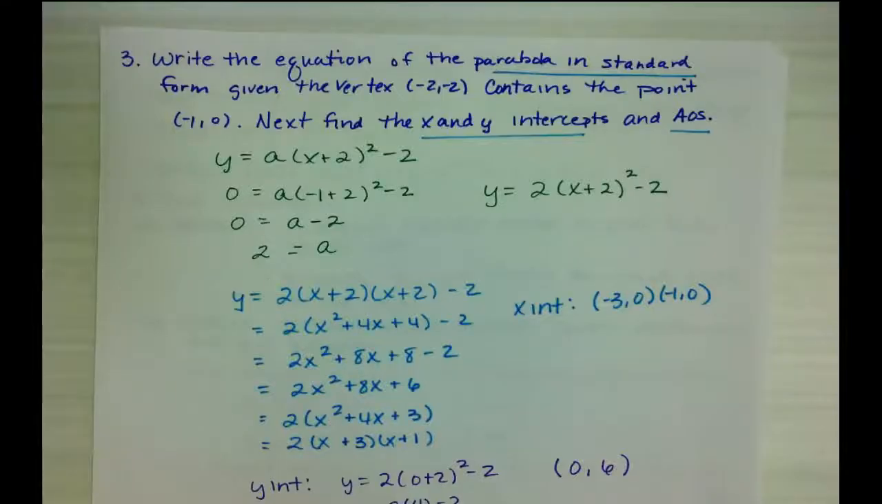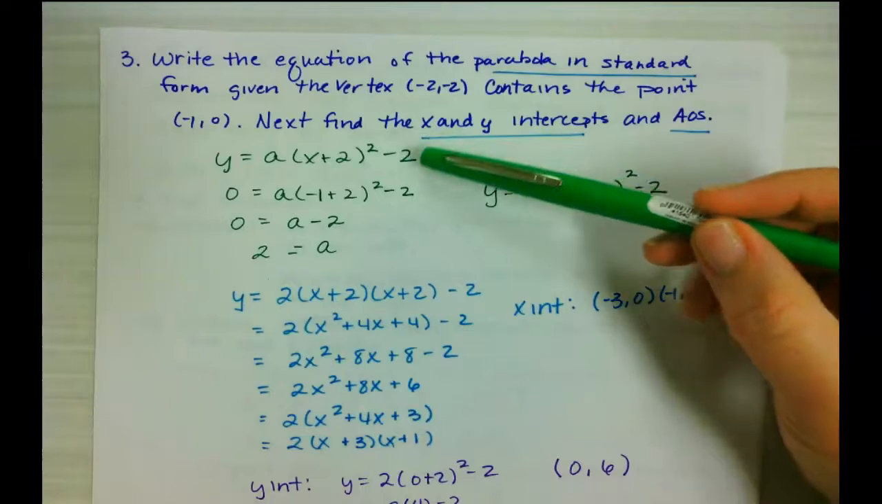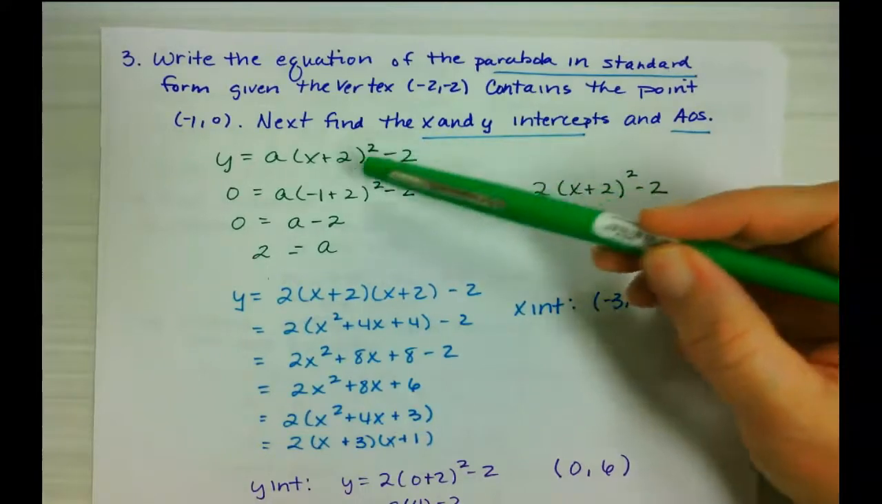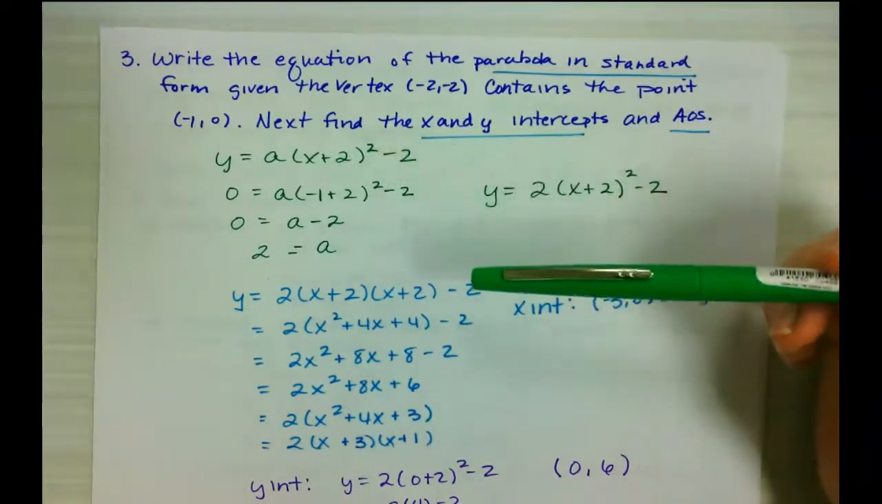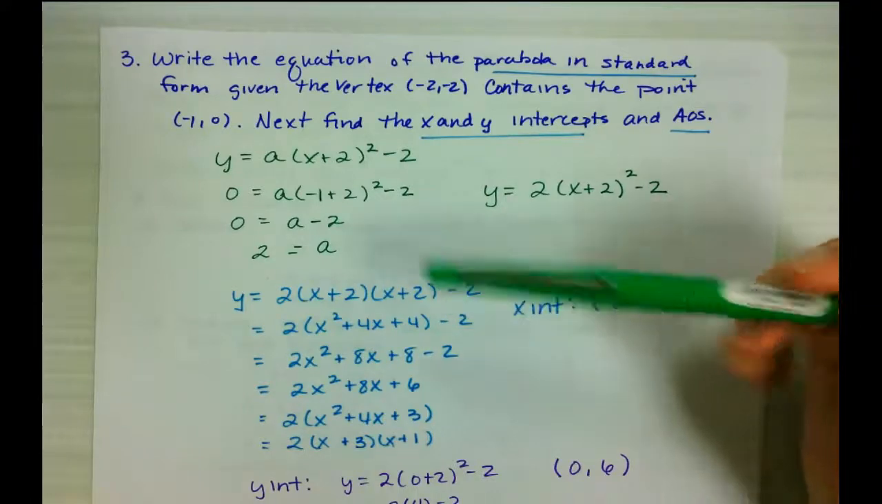On question 3 in my notes, we're writing a parabola in standard form, and we're given a vertex point and we're given a point on the line. And then we also want to find the x-intercept, y-intercept, and the axis of symmetry. So this is one of those problems where you have to solve for y. So what I did was use the vertex form, and I plugged in the vertex here and here. Then I plugged in the values for x and y of that point that's on the line.